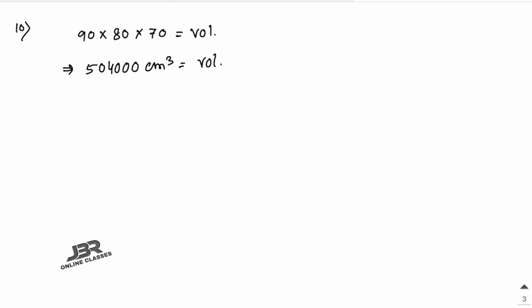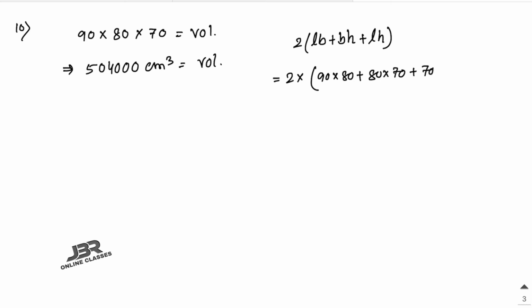So total surface area, the formula you know, is 2 into LB plus BH plus LH. That means 2 into 90 into 80, then 80 into 70, and last one 70 into 90. It's centimeter square. So here your answer is 2 into 19100, and that equals 38200 centimeter square as your answer.